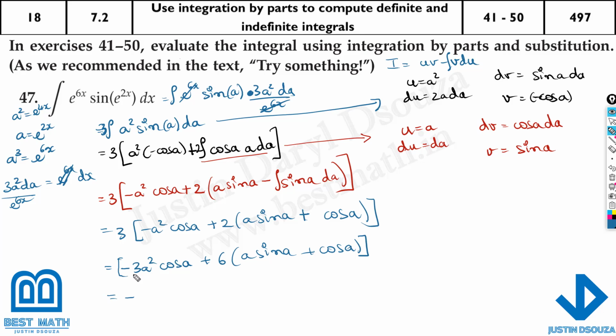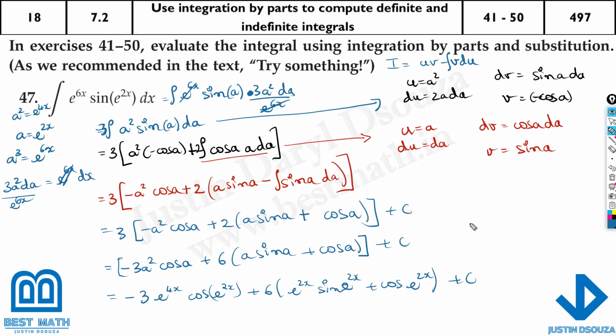A power 2 will be e to the 4x. So here, I'm just going to write 3. A power 2 is e to the power 4x. Cosine, what is a? E to the power 2x. That is the thing. Plus 6. Again, a only, that is e to the power 2x. Sine e to the power 2x. E to the power 2x. Plus cosine e to the power 2x. That's the final answer. Don't forget plus c. Okay, since we solve the integral over here, plus c will be added.